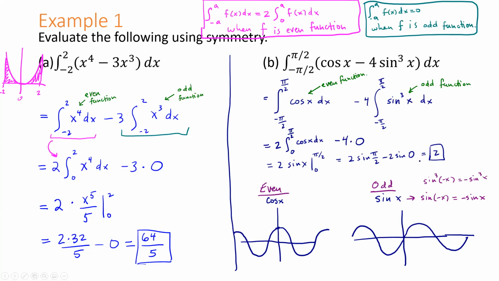Okay, so that's a nice little property that we can exploit here when we notice that we have integrals that go from negative a to a. Notice that it requires that symmetry in the limits of integration, from negative a to a, so it has to be of that form, like negative 2 to 2, like we see here, or negative pi over 2 to positive pi over 2, like we see here.